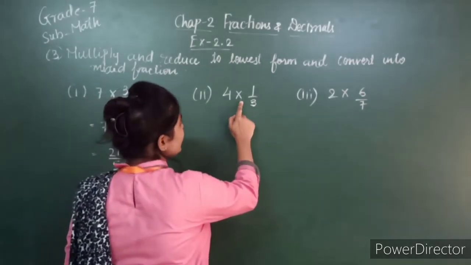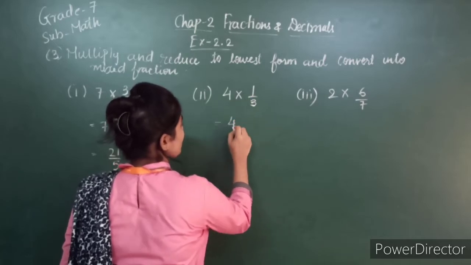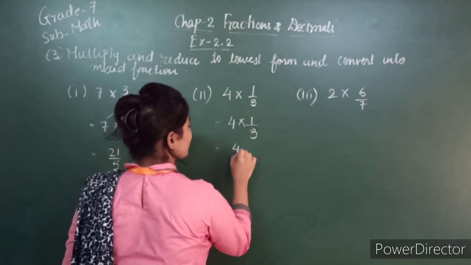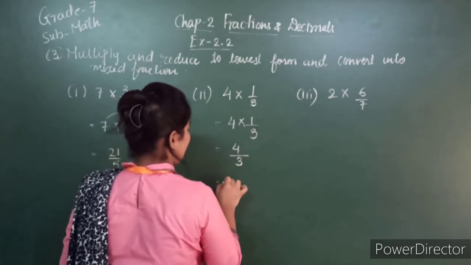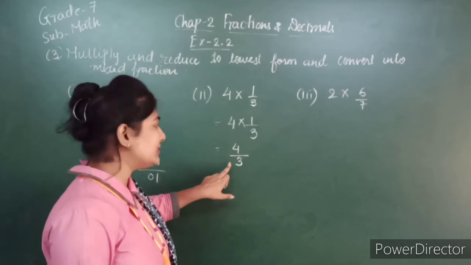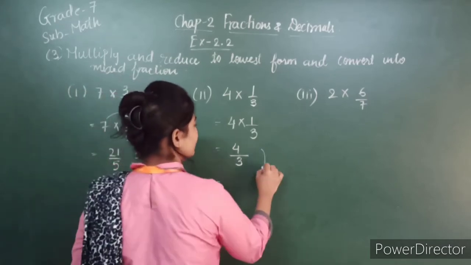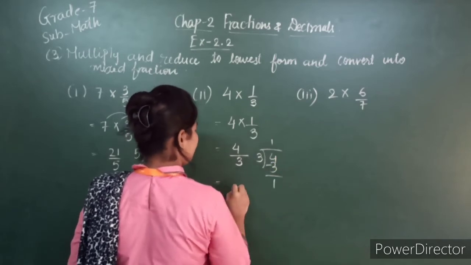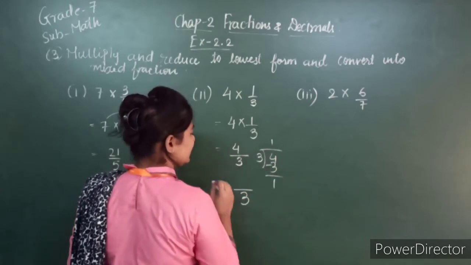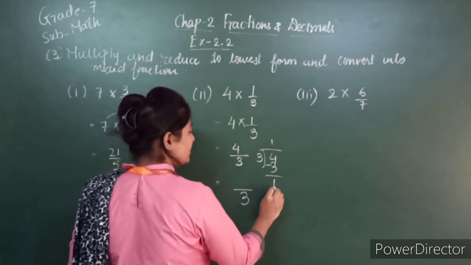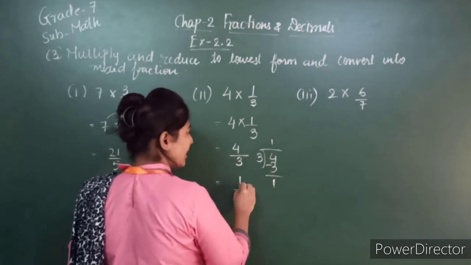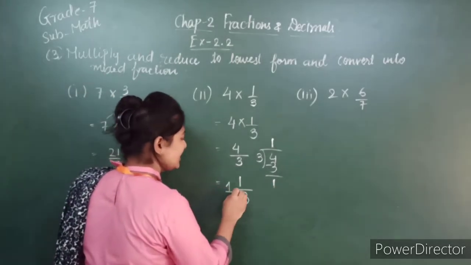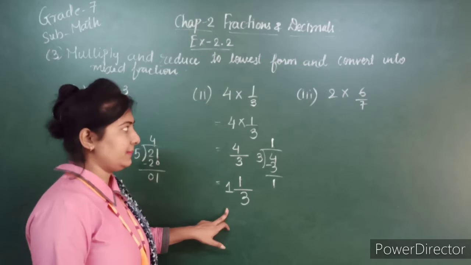Next sum, 4 into 1 upon 3. So we have to multiply this 4 into 1, that is 4 upon 3. Again here the numerator is bigger than denominator. So we have to convert this into mixed fraction. So 3 1s are 3, 1 is the remainder. So we have to write 3 in the denominator, and this 1 which comes in the remainder we have to write upward, and this 1 we have to write in a side. So our answer is 1 1 by 3.